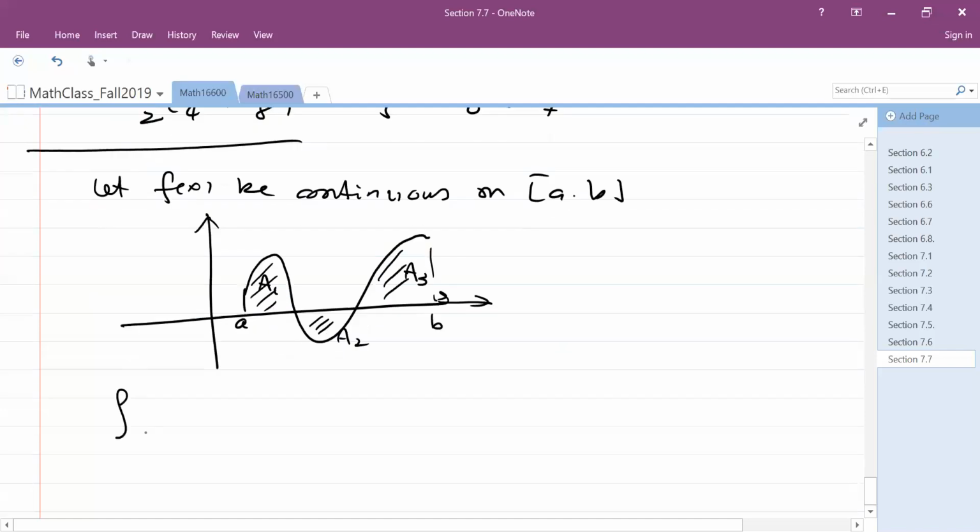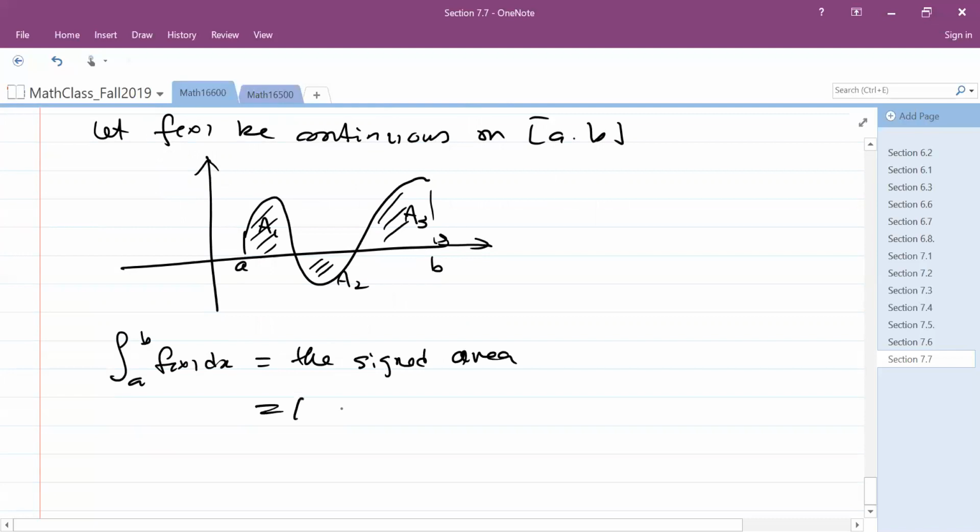So the geometric meaning of this integral is actually a signed area. Okay, what does that mean? That means it's A1 if that region is above the x-axis, minus A2 if the area is below the x-axis, and plus A3. Okay, that's the general case. If the function is always above the x-axis, then you only have one region above the x-axis. That's positive. That should be the area of the region.